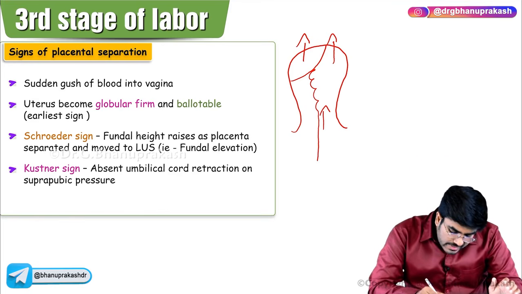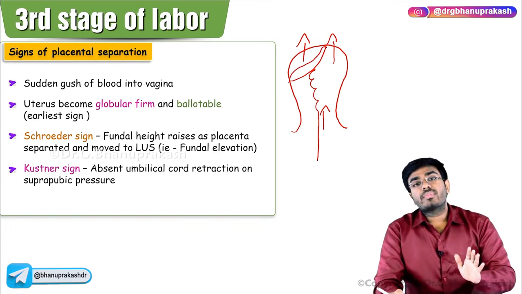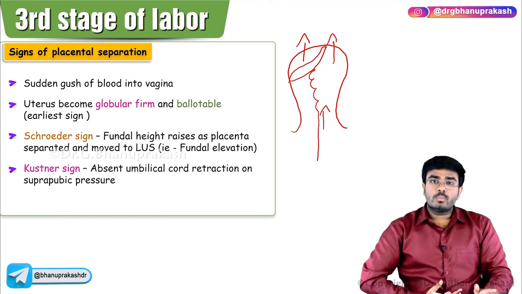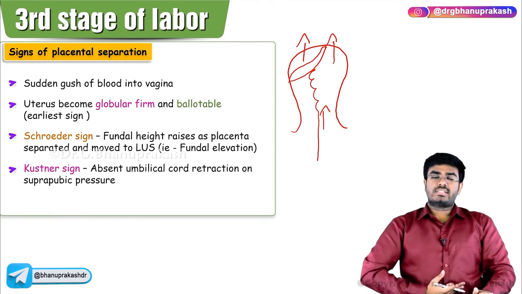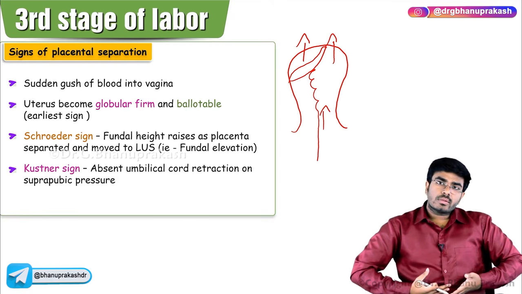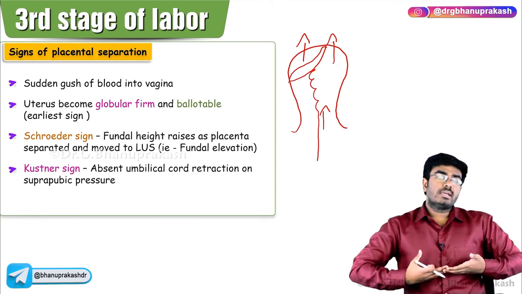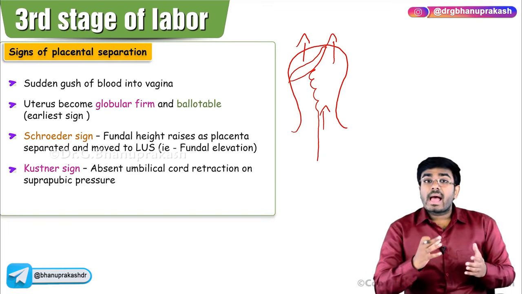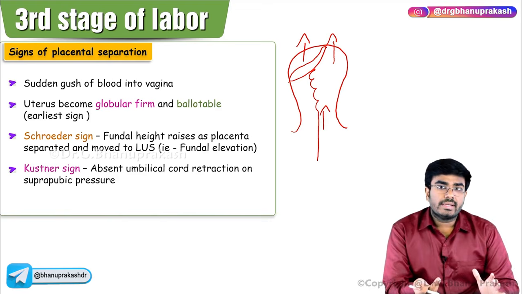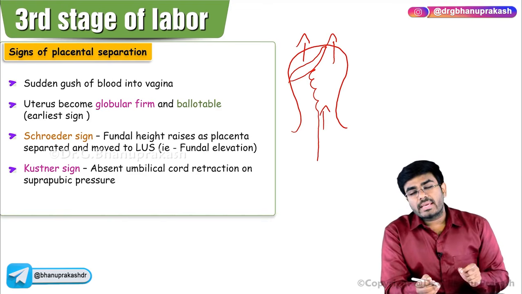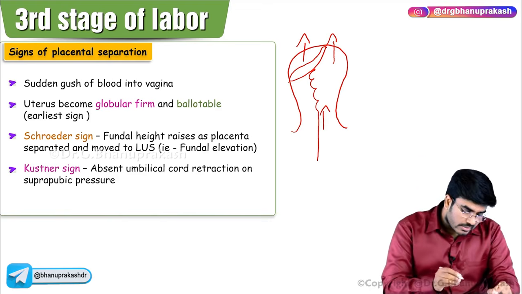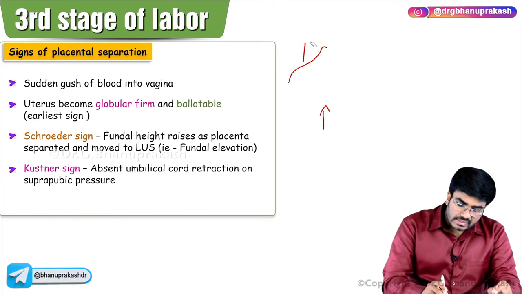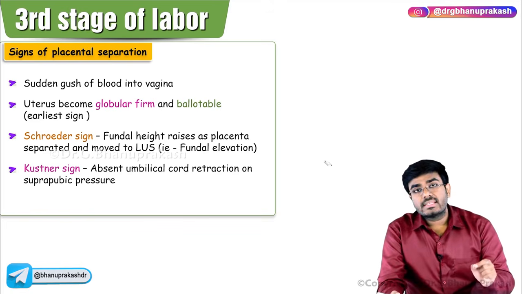But when placenta got separated from the uterus, when you try to apply the suprapubic pressure and try to move the uterus a little bit towards the head, the uterus is going to move upward. But as the placenta is already separated, the retraction of umbilical cord doesn't happen. So this is known as Kushner's sign. Okay. So Kushner's sign and Schroeder's sign are the signs which are seen with the placental separation.